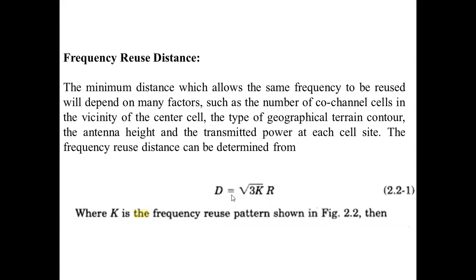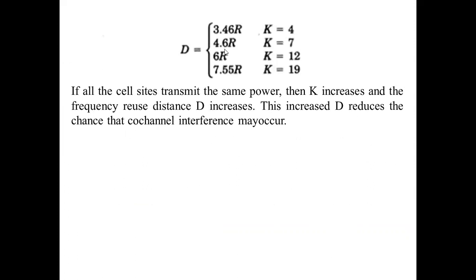Next, as you can see, for k equal to 4 the distance is 3.46R, for k equal to 7 it is 4.6R, for k equal to 12 it will be 6R, and for k equal to 19 it will be 7.55R.